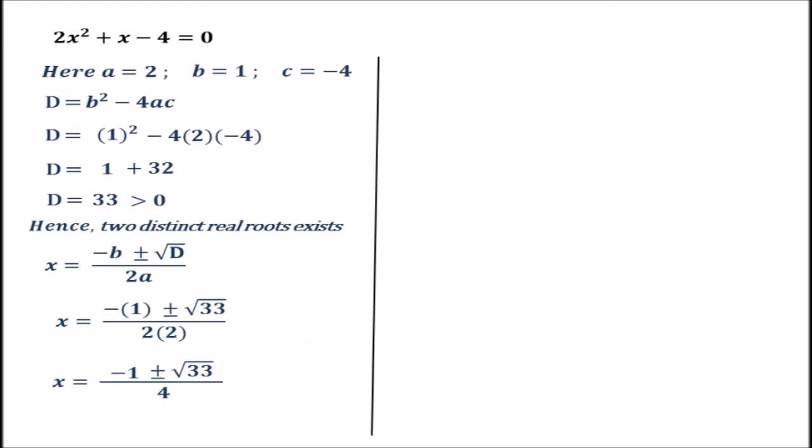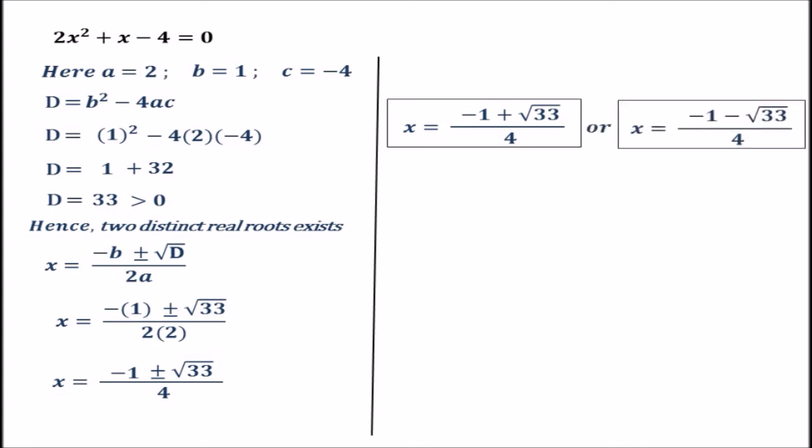Now since we have a plus minus sign before root 33, we can write them as 2 different roots like this. x equals minus 1 plus under root 33 by 4 as one of the roots, or x equals minus 1 minus under root 33 by 4 as the other root. So we have got two distinct roots for this quadratic equation.